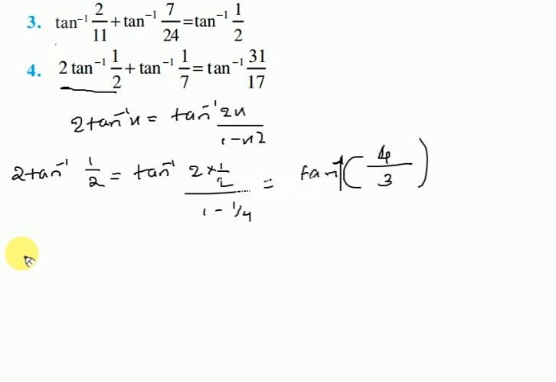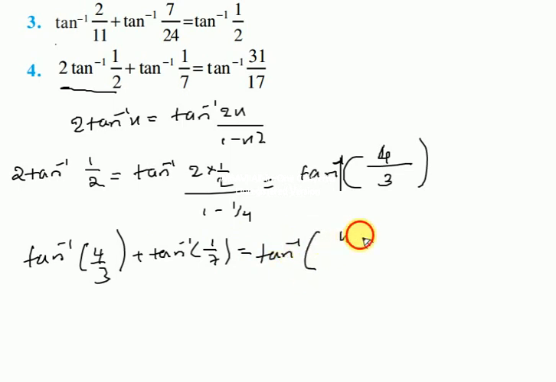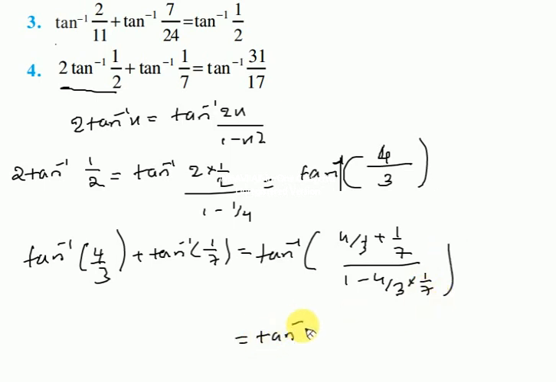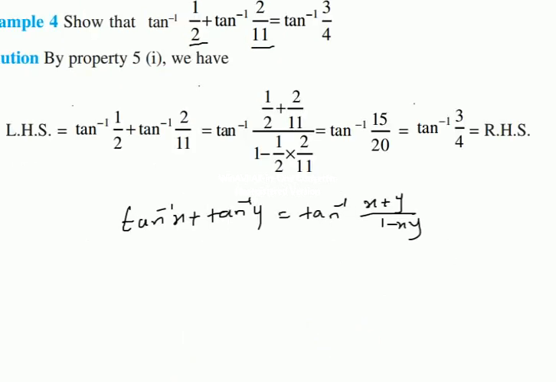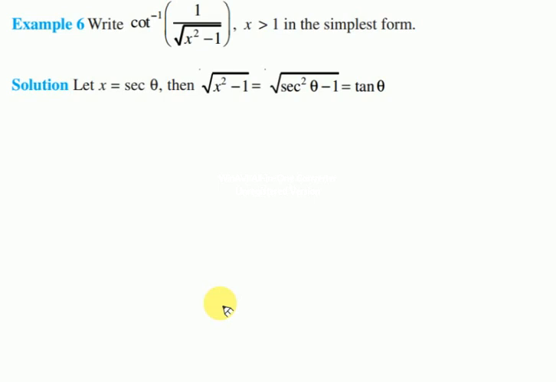Now we need to consider tan inverse of 4 by 3 plus tan inverse of 1 by 7, which is equal to tan inverse of 4 by 3 plus 1 by 7 divided by 1 minus 4 by 3 into 1 by 7. If you simplify this one, you will get tan inverse of 31 divided by 17. So this is also one of the important problems, finding the simplest form.